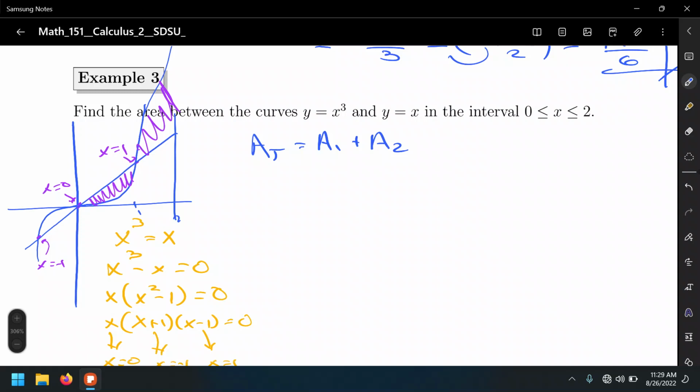So let's set up the integral. Area 1 from 0 to 1, that's the line minus the cubic with respect to x, plus the integral from 1 to 2, and in this case the top function, which is the cubic, minus the line, which is the bottom function, with respect to x. Up to this point, are you guys following me here? Yes? So far so good?